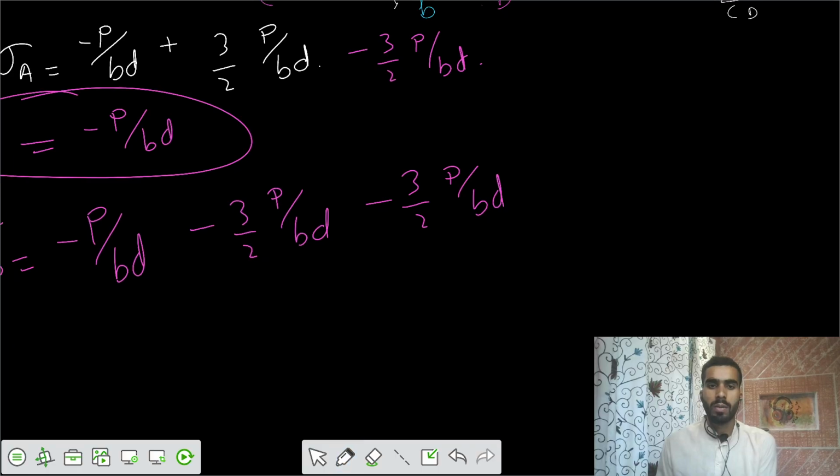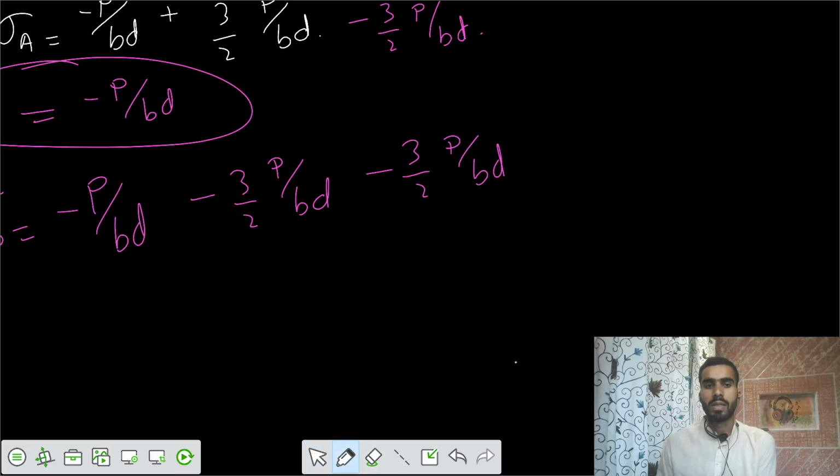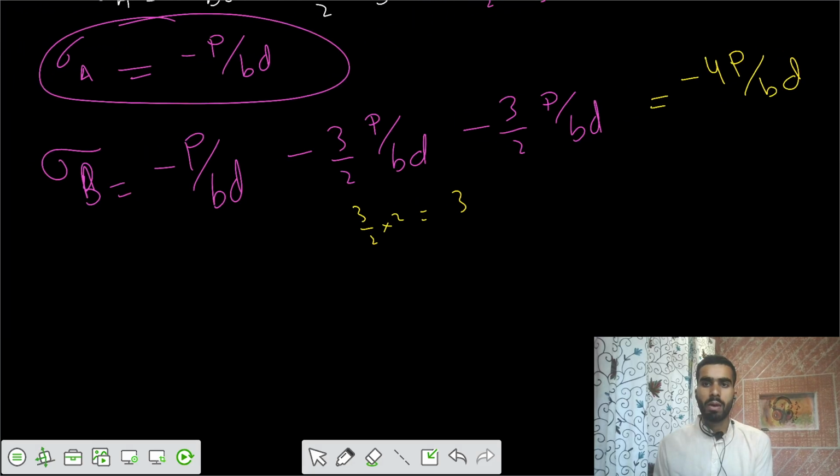So 3 by 2, that is 2 times, and we have one more, that is net value of 3. Is it net value of 3? Is it 4 times actually? This is net value of 3 by 2 into 2, so net value of 3. So the final value is minus 4P by bd. Do you got this one? Yeah. Minus 4P by bd.